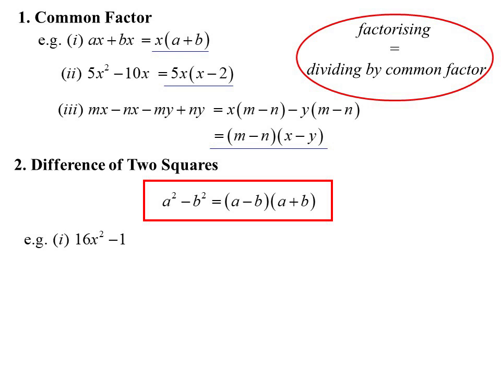16x squared minus 1. There it is. Brilliant. 16x squared, that's 4x all squared. 1 is 1 squared. 3y squared minus 75. Oh no, surely they don't want us to have surds. Square root of 3y? Square root of 75? No. Always look for the common factor first.